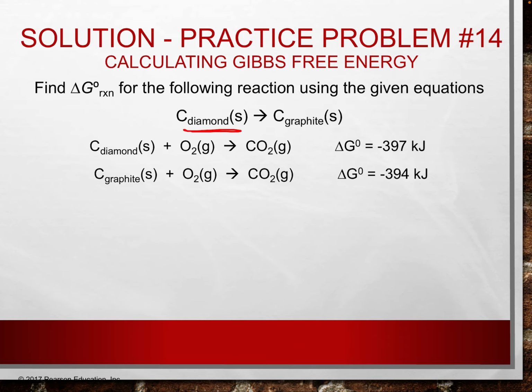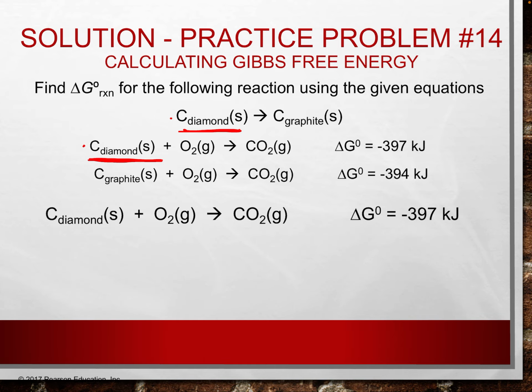So if we look, our carbon diamond is on the left here, so that's already in the right place, and we only have one of them up here. So that means that this reaction is already going the right way. We have the right amount of it. I'm just going to write it down again.